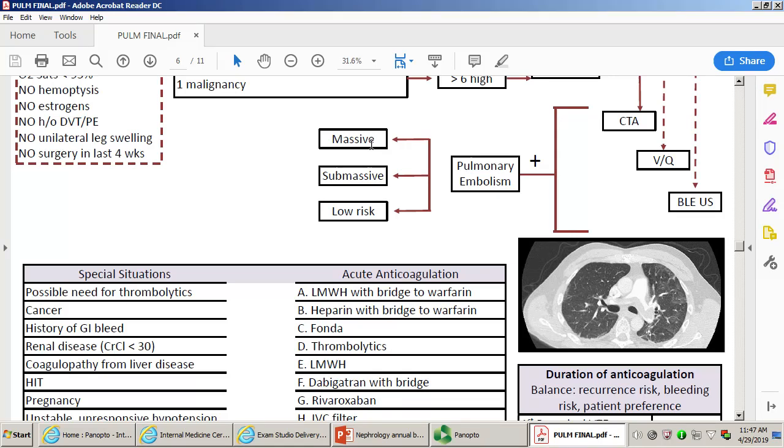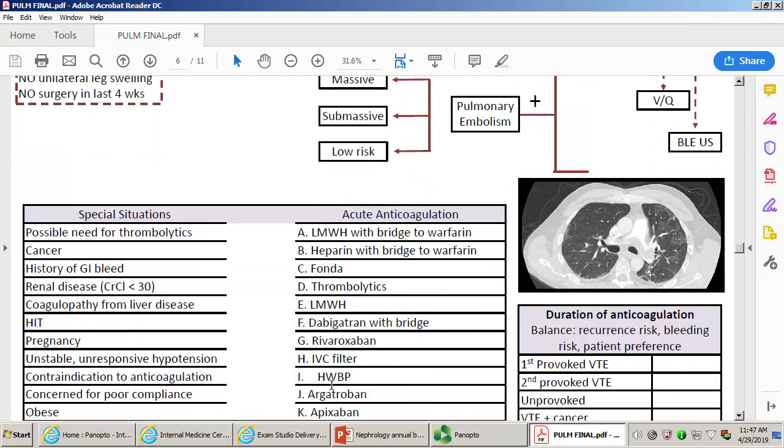Heparin, right? Which heparin? I, heparin weight-based protocol. You're picking that one because you could stop it in the setting of needing to do thrombolytics or other interventions, because it's quick on, quick off. Somebody has malignancy: low molecular weight heparin.